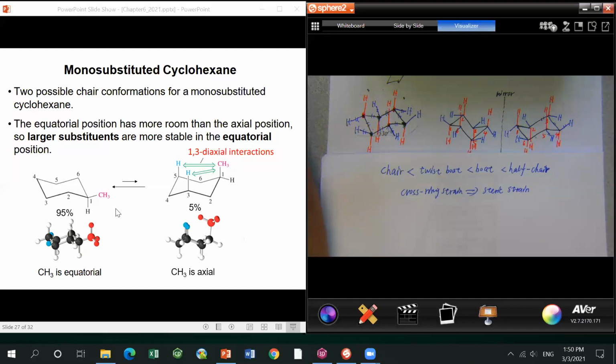So that's why when you do ring flip, this conformation is more stable. 95% of the time, methylcyclohexane will exist in this conformation. Only 5% of the time is the methyl in the axial position.